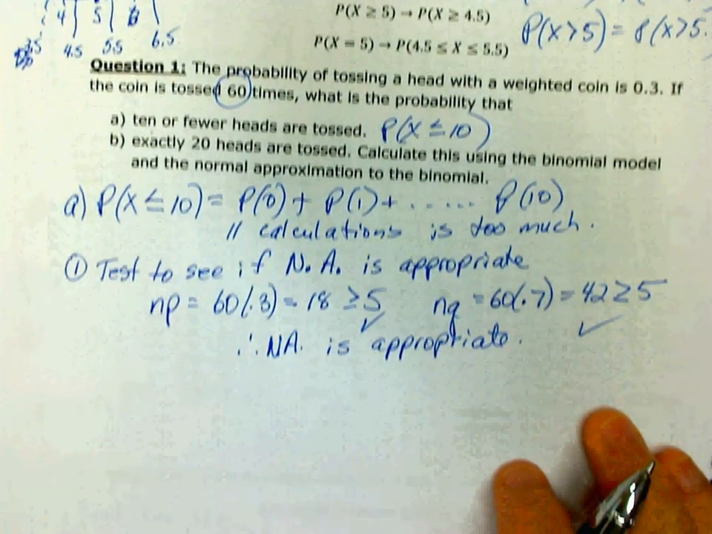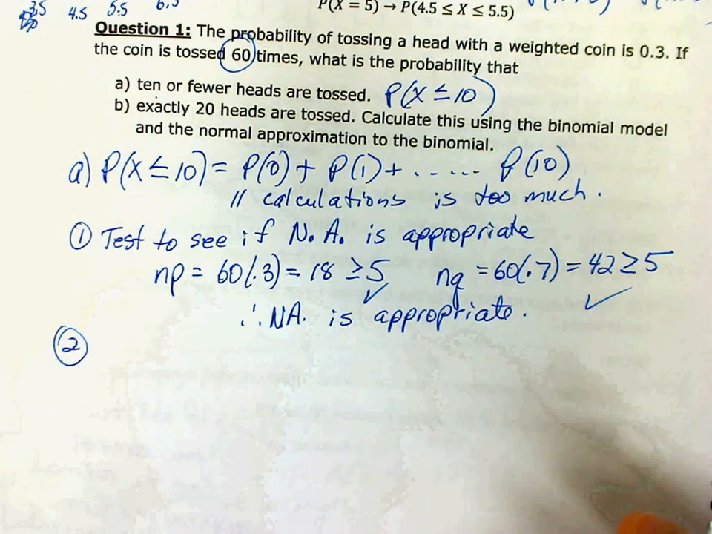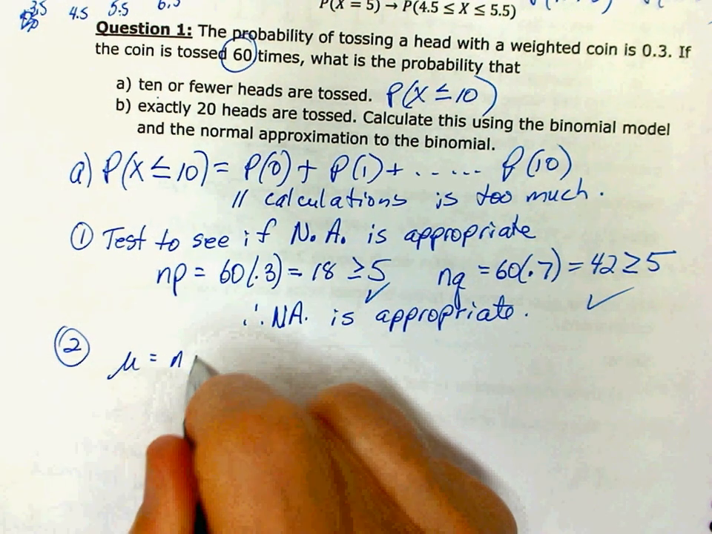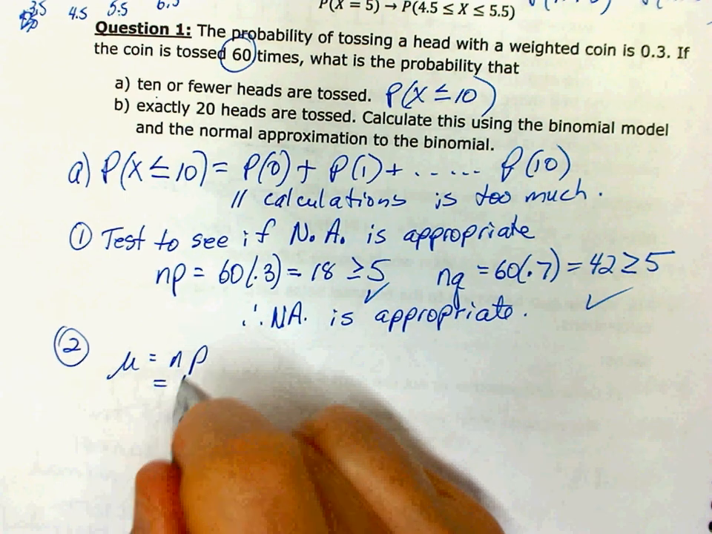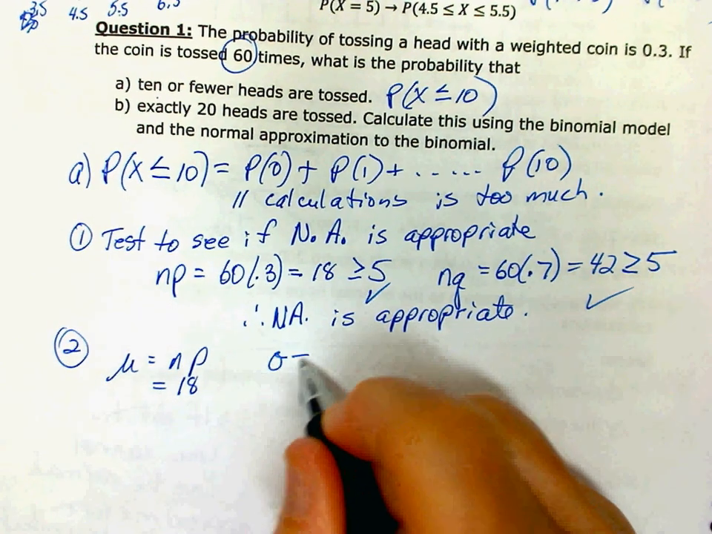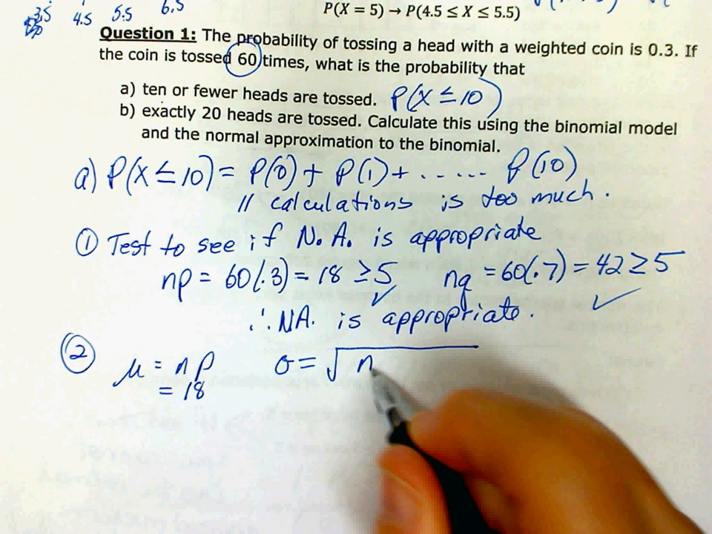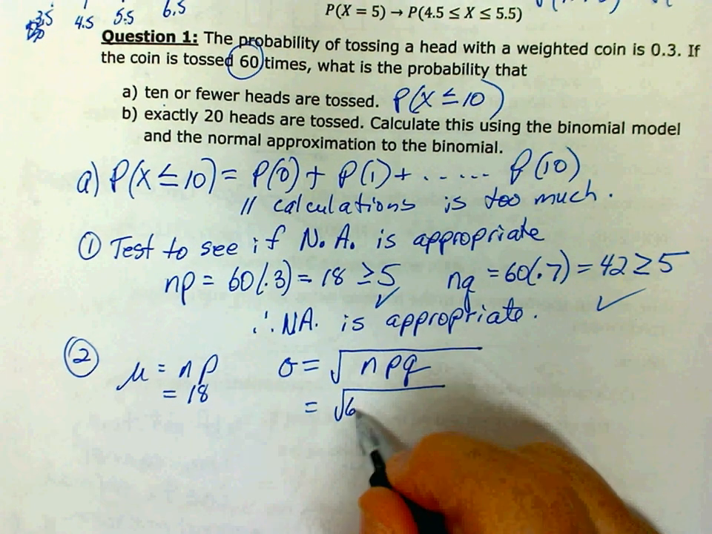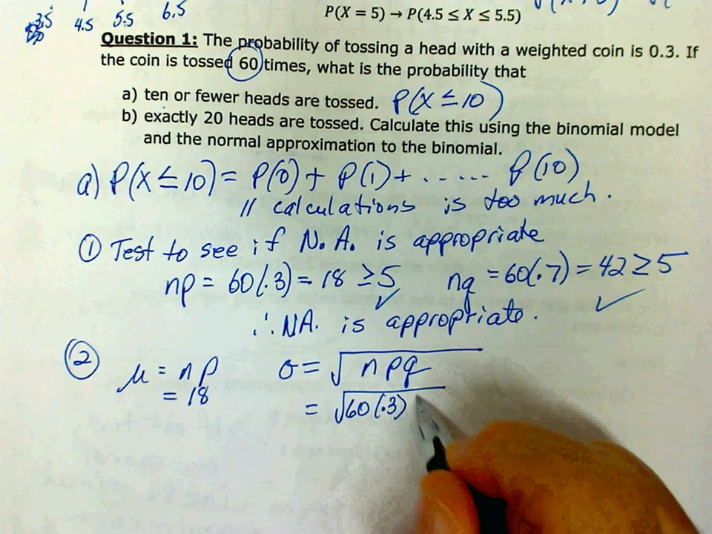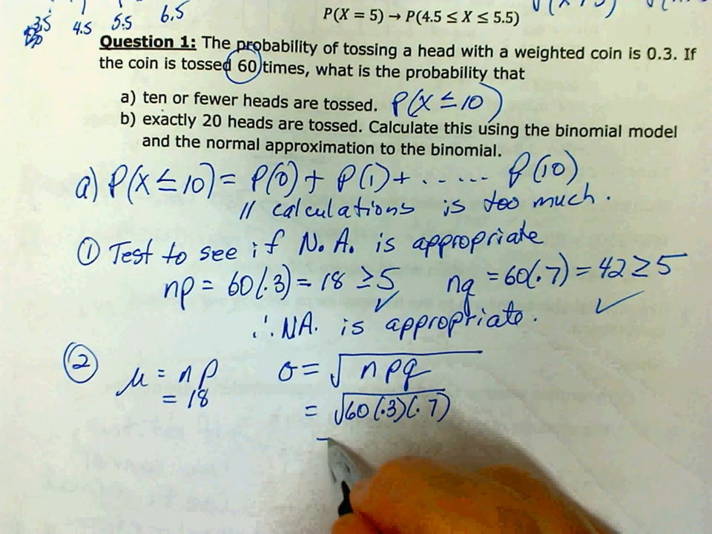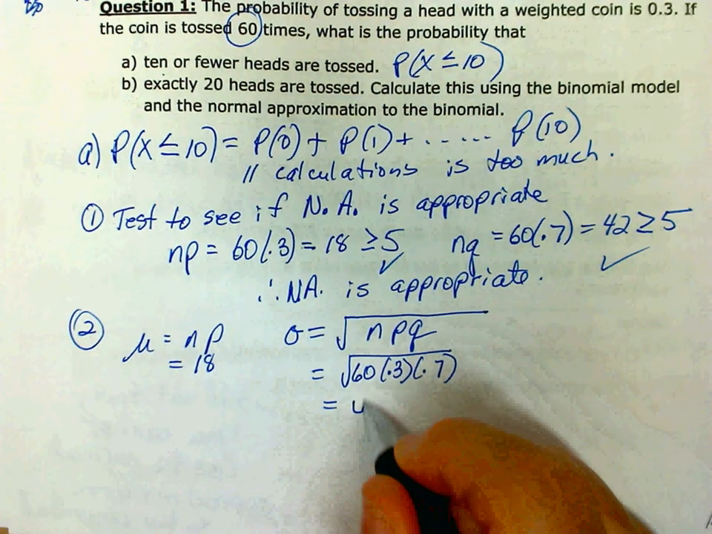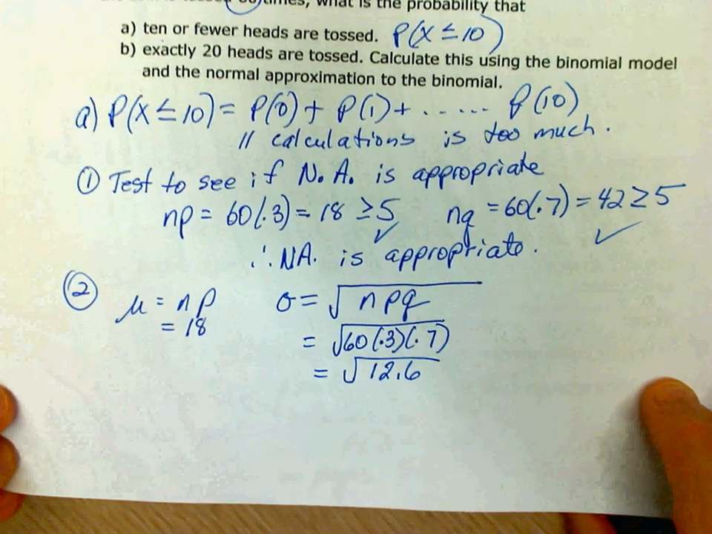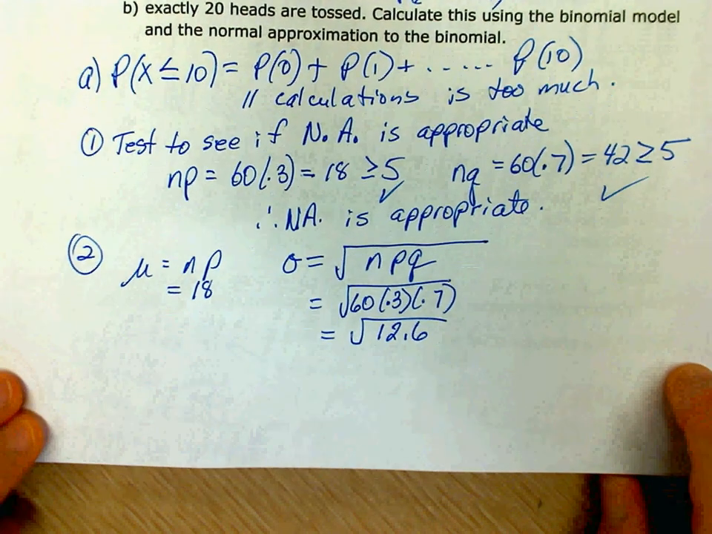Number 2. We need to calculate our mean equals NP, and we calculated that already. That equals 18. Standard deviation is equal to square root of NPQ, and that's equal to 60 times 0.3 times 0.7, which is equal to the square root of 12.6. And I'm going to leave it like that so we're not rounding too much. Now we're ready to do our job.